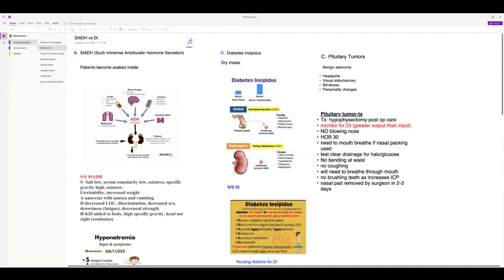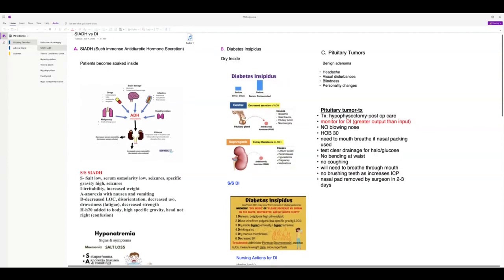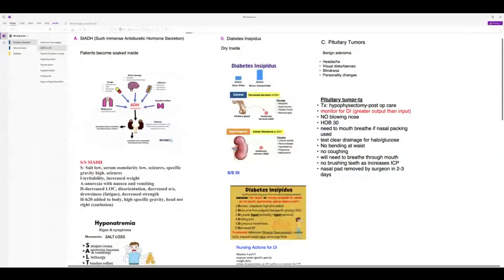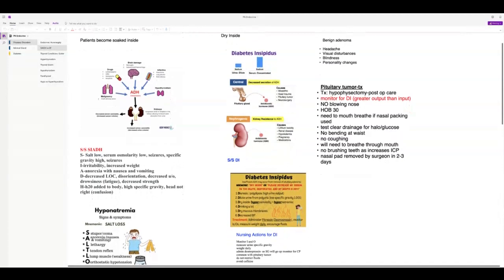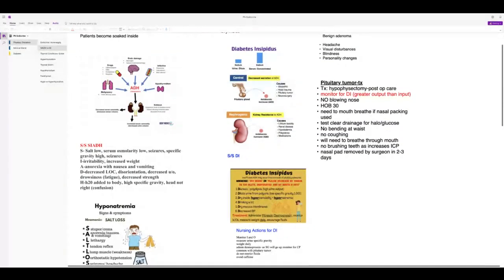All right, people with SIADH are going to be irritable, and that's due to low sodium. They're going to have increased weight. It's interesting, they really don't get thirst because they're holding on to all that water. Anorexia is also a symptom of hyponatremia. Oh, look, I have salt loss right here. And then they could have decreased LOC, disorientation. Again, all these things are due to low sodium. Okay, so H2O is added to the body. That's the way Mike from Simple Nursing talks about it.